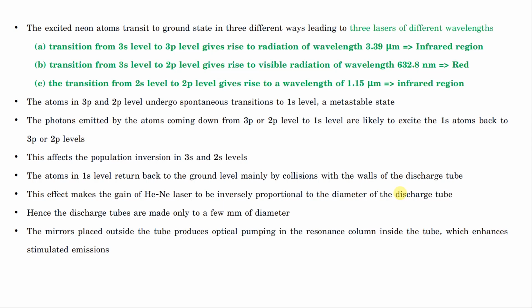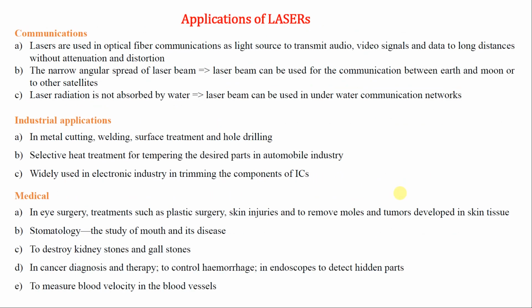So until now in this lecture, we discussed two different types of lasers. That is a solid state laser, which is a ruby laser, and a gaseous laser, which we considered as a helium neon laser. Now let's discuss some applications of laser. So first one is for communication, and the simplest example is optical fiber communication in order to transmit audio, video signals and data for long distances without any kind of loss or deviation. So without any attenuation or distortion.